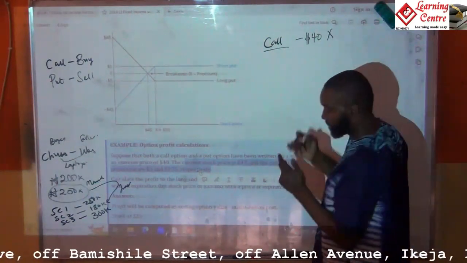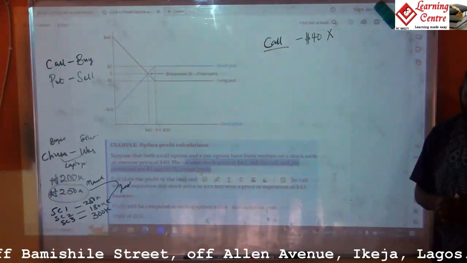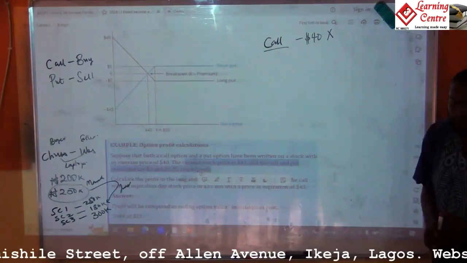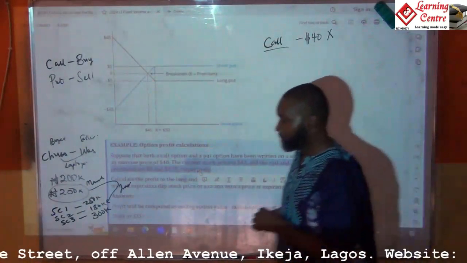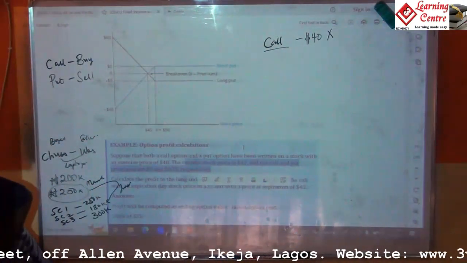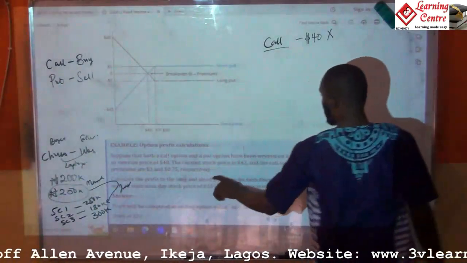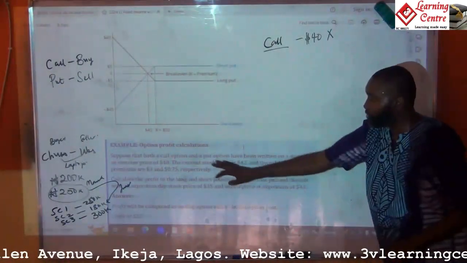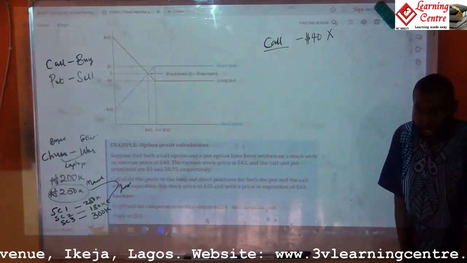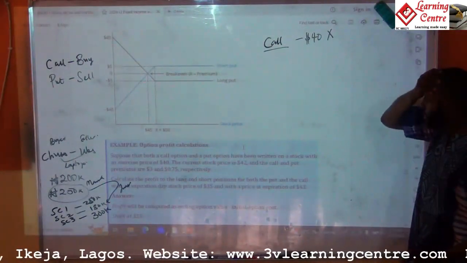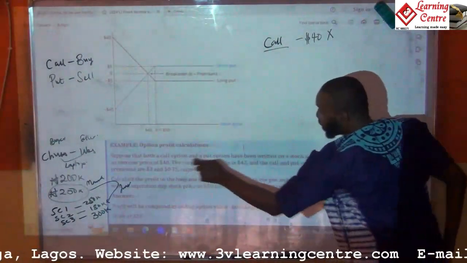Which is X. And what did we say? This is the price at which I want to buy. Now, the current price today is 42. Don't worry about this. We don't need today's price. It's the future price. So they now told us the call premium is $3.